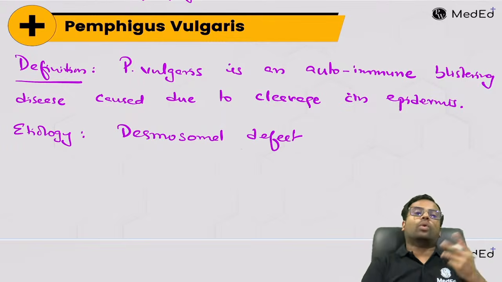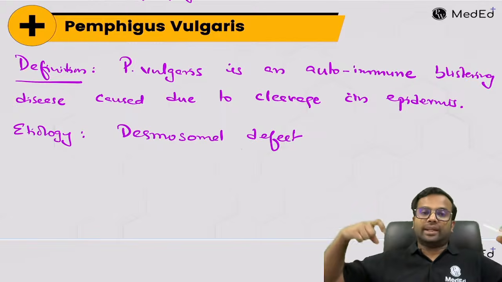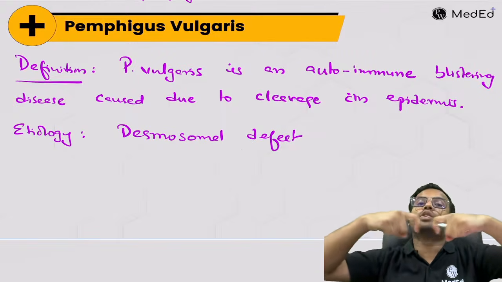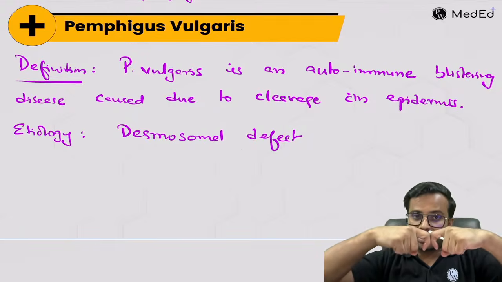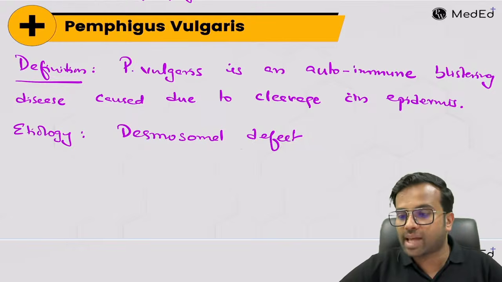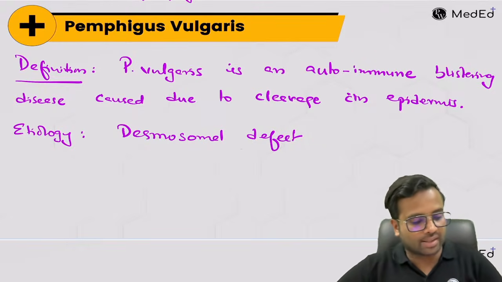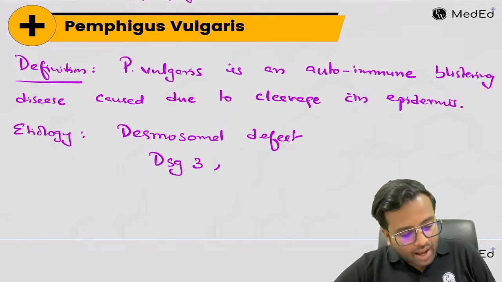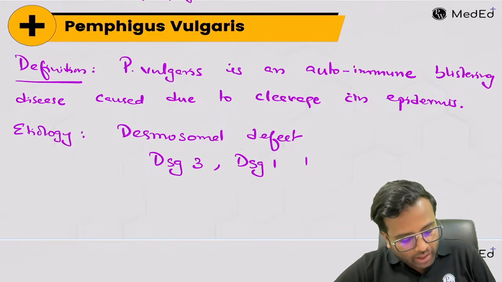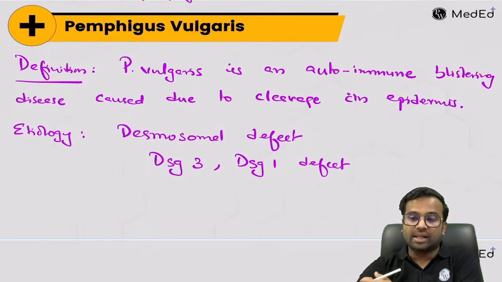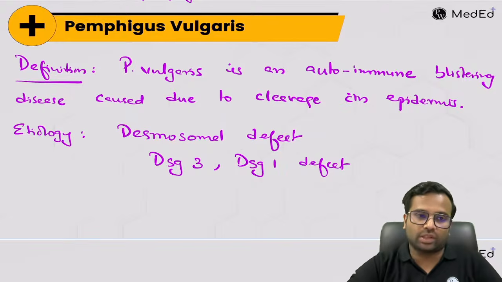Desmosomal defect. Now, what happens in a desmosomal defect? The desmosomes, they usually attach the keratinocytes, right? So when there is a desmosomal defect, then the keratinocytes get separated from each other. This is what is happening in pemphigus vulgaris. And here there is a defect of desmoglein 3 as well as desmoglein 1, which happens in pemphigus vulgaris. That is the reason for pemphigus vulgaris.